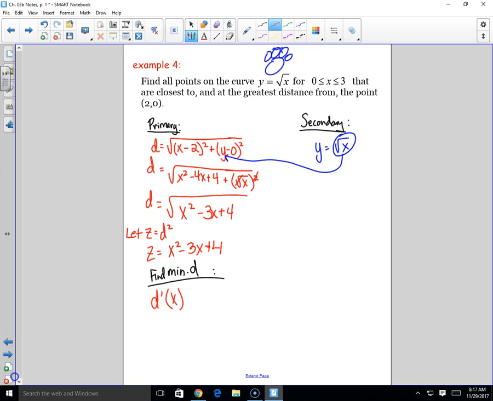But since it's just a square root, we can say the square root will be the lowest when the inside is the lowest. Totally true, totally valid. And so what I'm going to do is save myself some time and say, let's not find the minimum d. We're going to find the minimum z. Find the minimum inside, you're going to have the minimum square root. So therefore, we're going to do z prime.